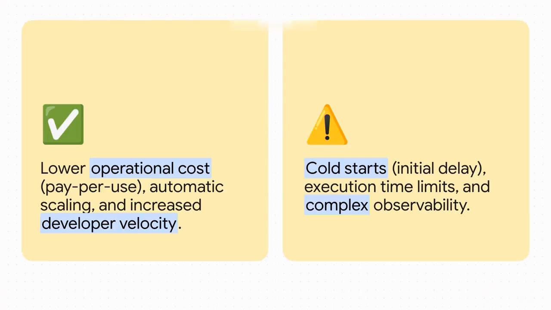And this really lays it all out. The upsides are massive. You get lower costs because you're only paying for what you use, the scaling is automatic and elastic, and your developers can move so much faster because they aren't stuck dealing with servers. But on the flip side, you have to be aware of things like cold starts, which is a little delay on the first run. There are also limits on how long a function can run, and keeping an eye on hundreds of tiny functions can get tricky.